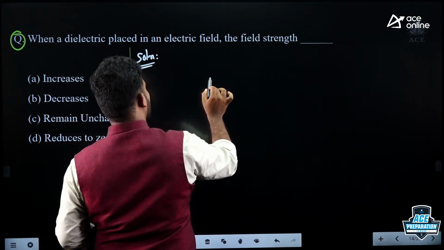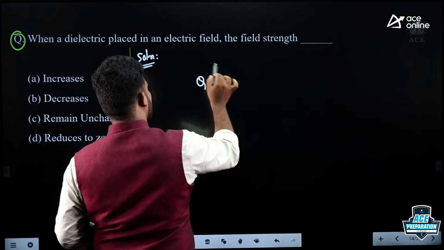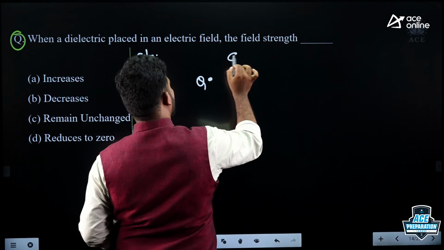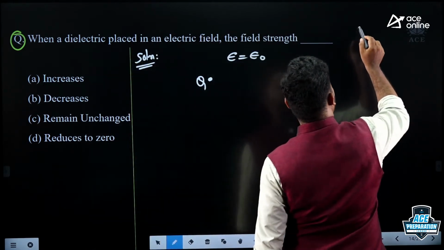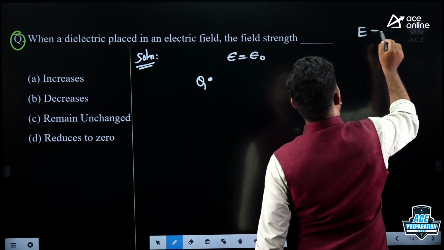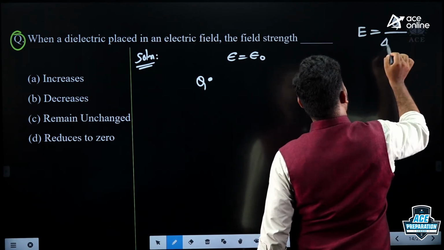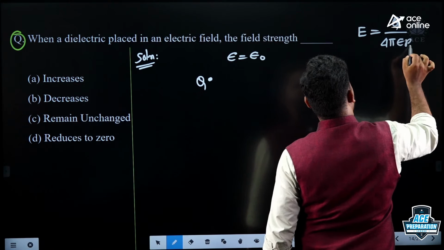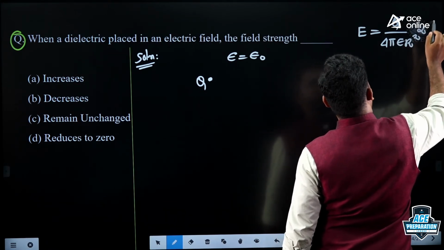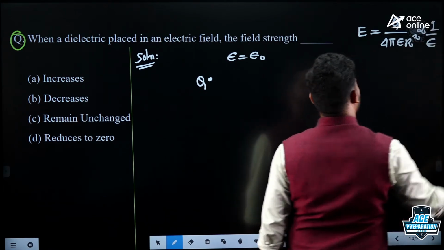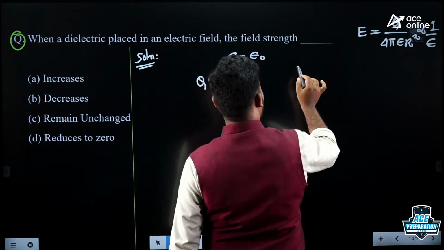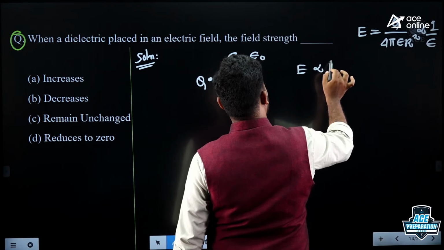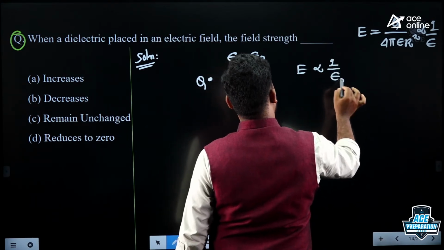There is a charge here, nothing else is there. That means here the medium has epsilon equal to epsilon naught. What is the electric field strength? Electric field is equal to Q by 4 pi epsilon r square. It is proportional to 1 by epsilon. Yes, nothing is there here, so the electric field is proportional to 1 by epsilon naught.